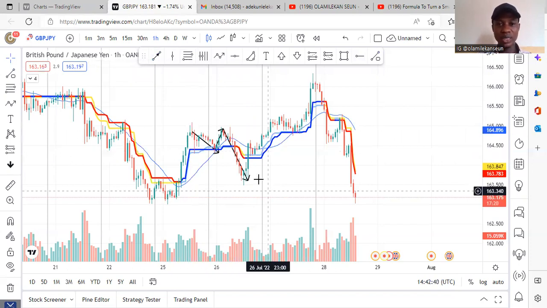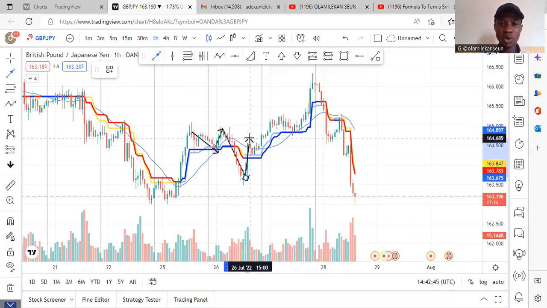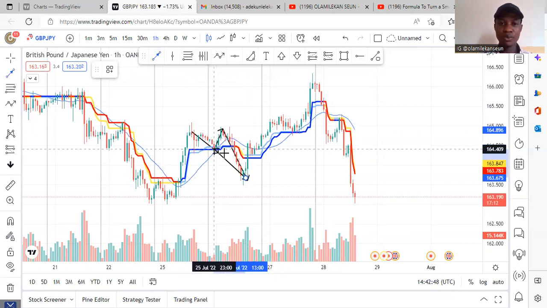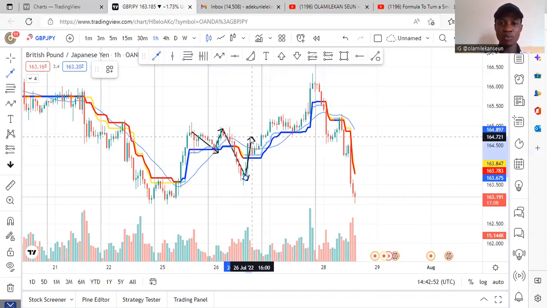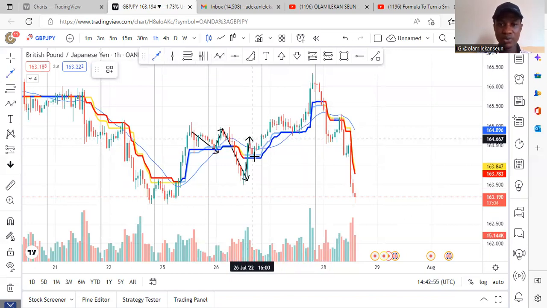It is a downtrend. The next thing that the market did, the market went all the way up and broke this previous support and closed up here. So the market came back down and retested this before going up.